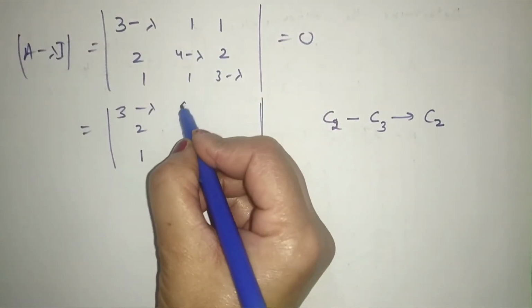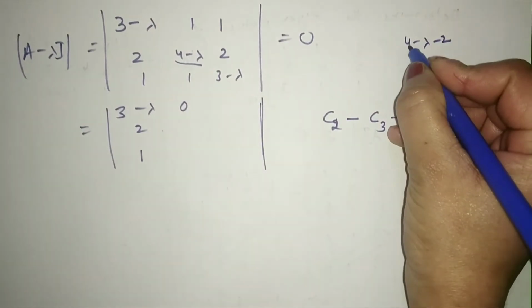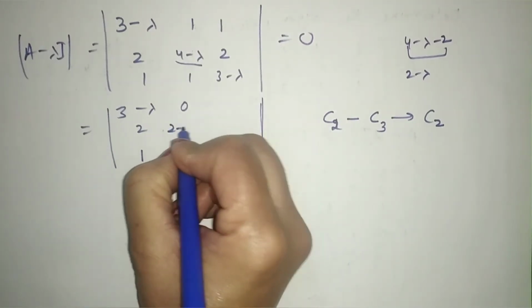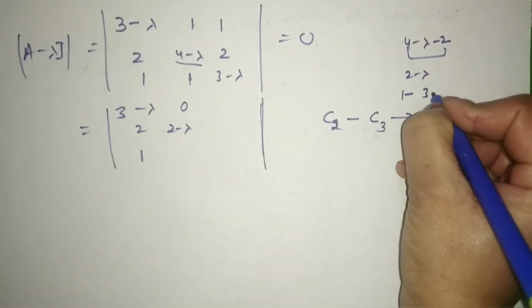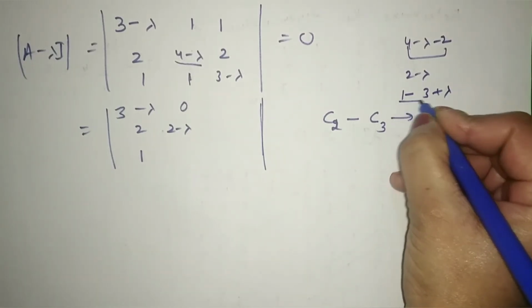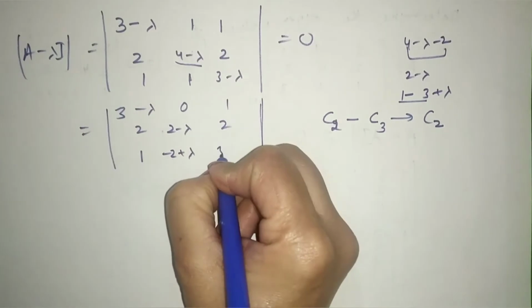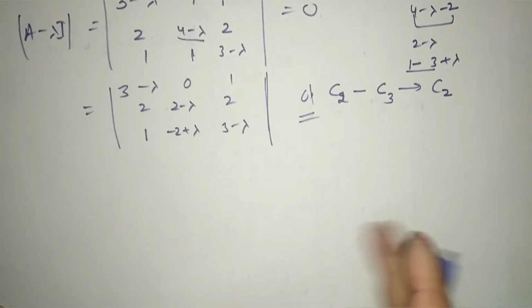1 minus 1 is 0. Then 4 minus lambda minus 2, it will be 2 minus lambda. Here 1 minus 3 plus lambda, so it will be minus 2 plus lambda. 1, 2, 3 minus lambda as it is, because we have operated only one operation.